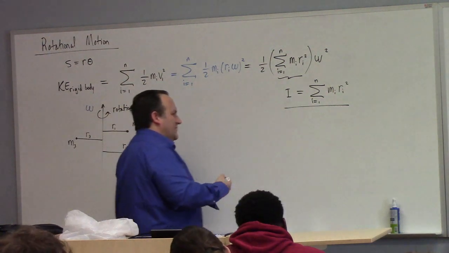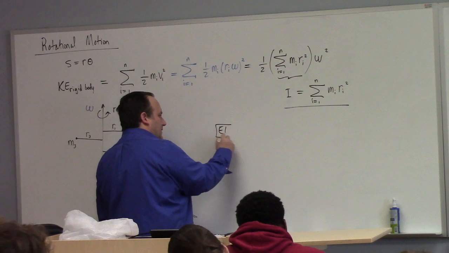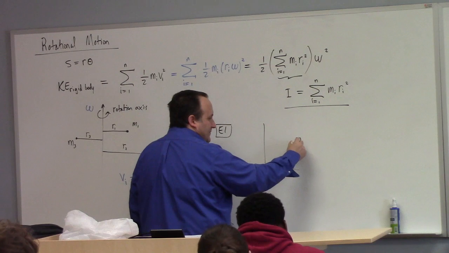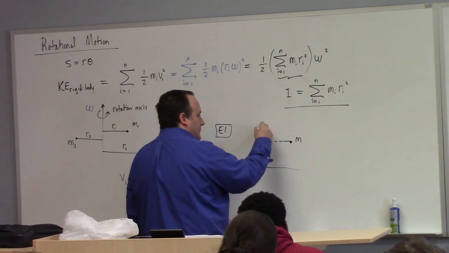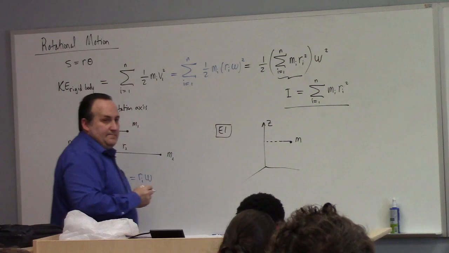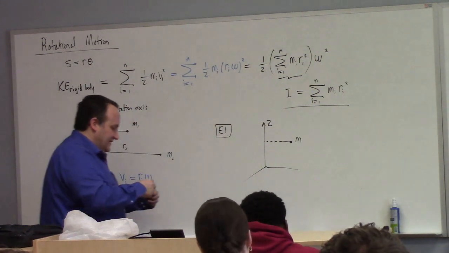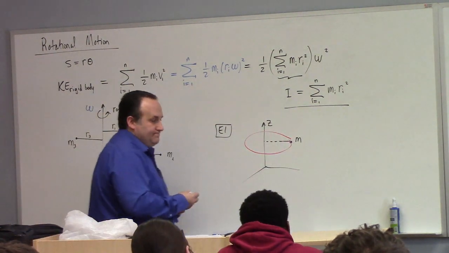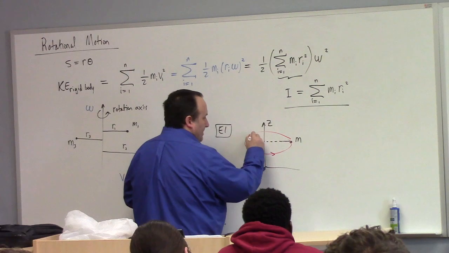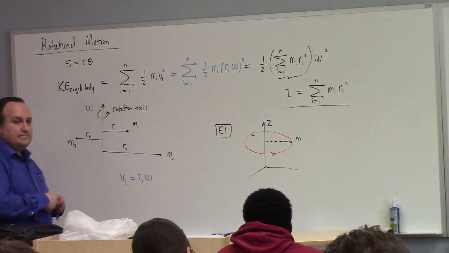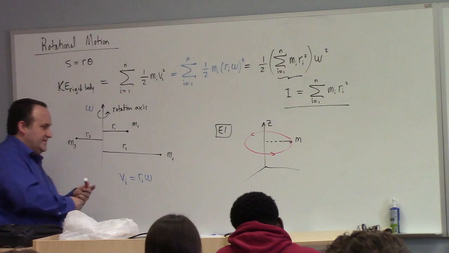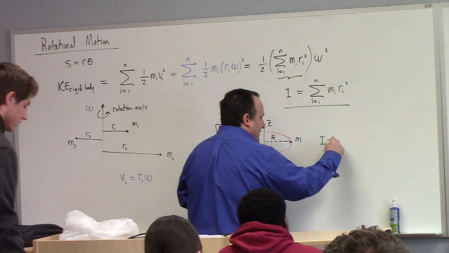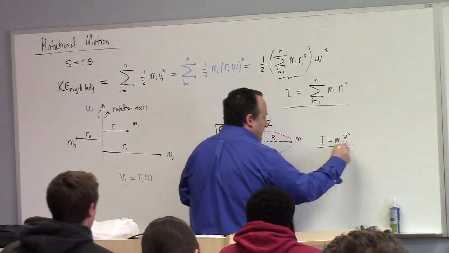Now, example 1: what if you've just got a single mass out here, and maybe it's rotating around the z-axis in a circle? What's the moment of inertia for the single mass? For a plain old single mass at distance, let's say, big R, the moment of inertia would just be mR squared in this situation.